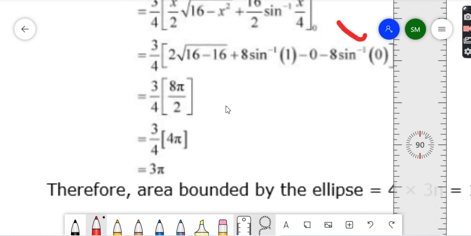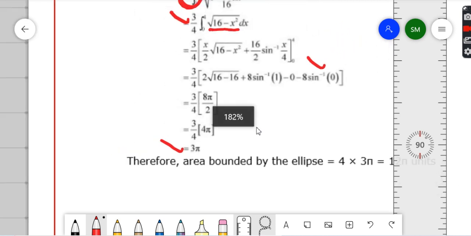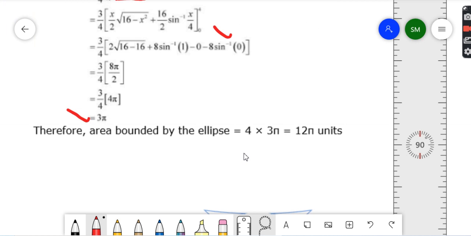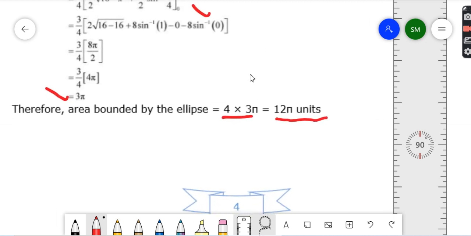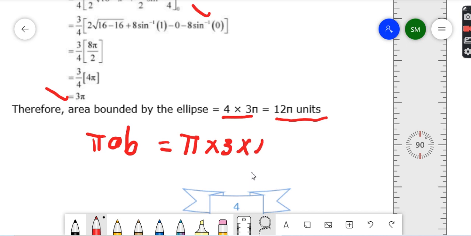But remember, this is not your answer because this is the area of only one part. We have to multiply it by 4. So 3 by 4 into 3 pi, that is 12 pi unit. Alright, so this is the area, very easy to find out. And if you want a shortcut, then a shortcut is also available. Just write down pi AB, that is your answer. Alright, pi, value of A, that is 3, and value of B, that is 4.